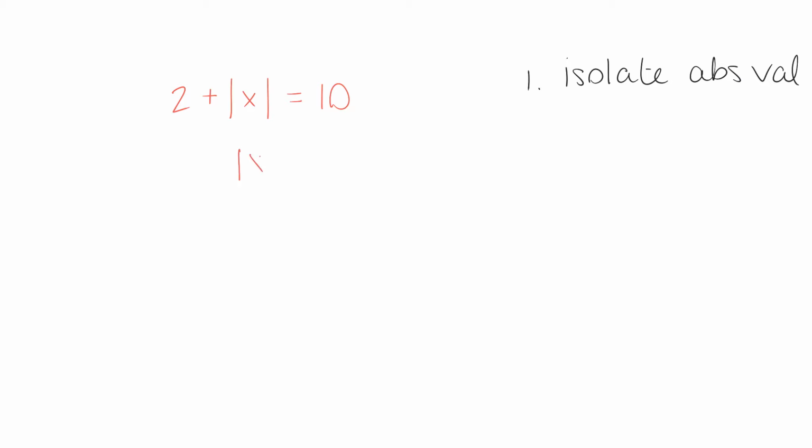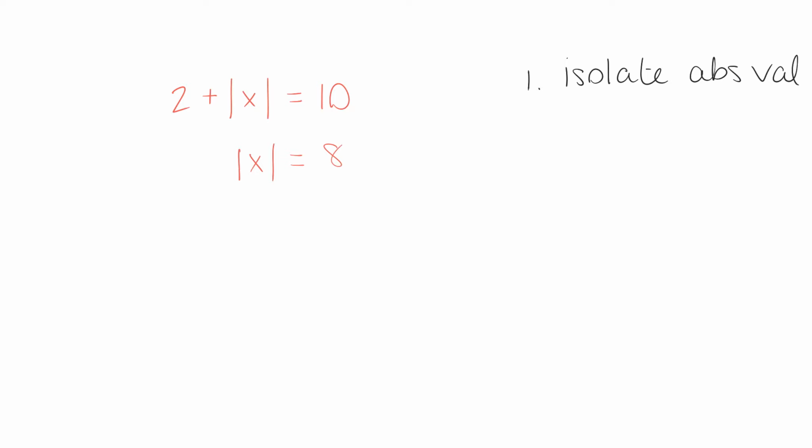Let's try a different example. What if we have 2 plus the absolute value of x equals 10? All right. Our first step, we said, is to isolate the absolute value. So in this case, I need to subtract 2 from both sides. So if I do that, I'm going to get the absolute value of x equals 8, right? 2 plus what number equals 10? 8.